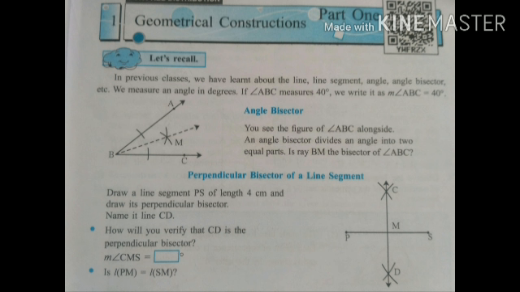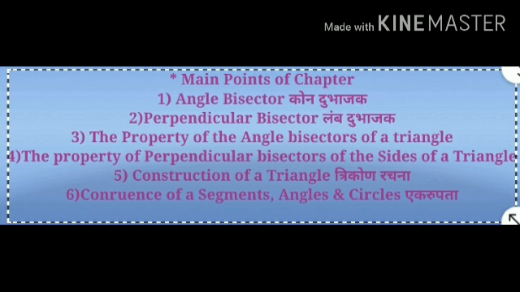We see the main points of the chapter. First one, the angle bisector, kon dubhajak. Second, the perpendicular bisector of a line segment, lamb dubhajak. Third, the property of the angle bisector of a triangle. Fourth, the property of perpendicular bisector of the sides of a triangle. Fifth, the construction of a triangle, trikon rachna. And sixth, congruence of segment, angle and circle, ekrupta.